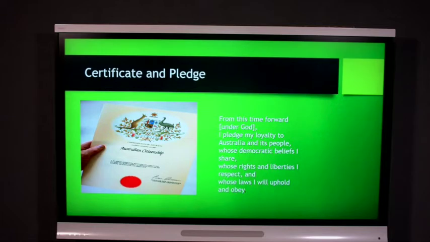This slide shows you the piece of paper that migrants are all so eager to obtain. They also have a pledge that they must say, and note that it is still under God. This is quite significant as Australia is not quite a secular society.